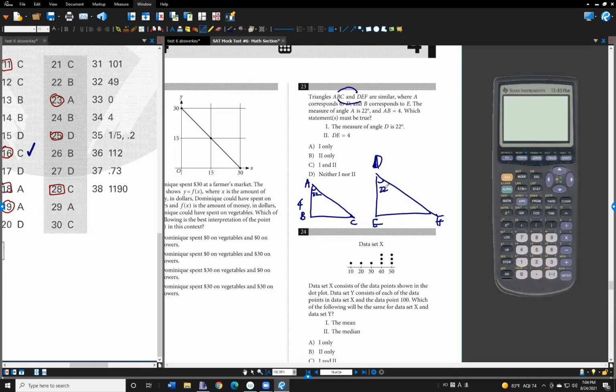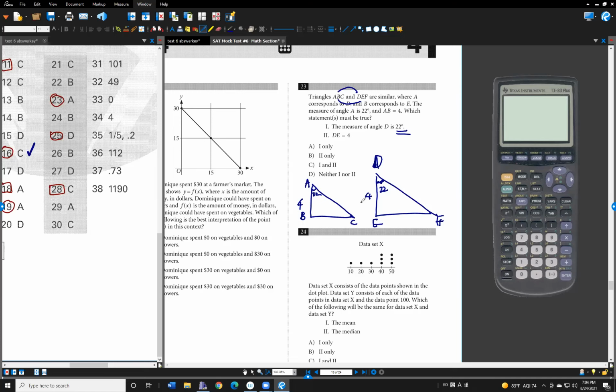22 degrees, right? Angle doesn't change. Only the sides increase at the same rate, not the angles. Okay, angle preserved, right? Angle D is 22. That's true. Same angles. DE is 4. Is it true? It can be true. They are similar. It doesn't have to be 4, right?